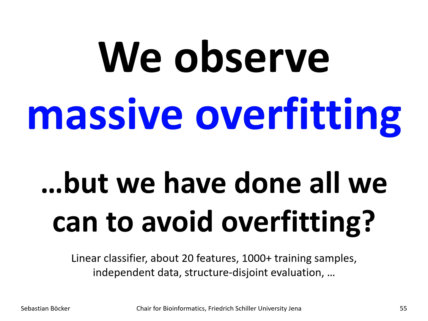So how is it possible that we get this much overfitting, crazy overfitting, with a linear classifier with only 20 features, with a very low number of features, with thousands of training examples? We do it on independent data. We do the structured disjoint evaluation and so on. And quite honestly, we didn't have an idea back at that time. And more or less, this whole project went into hibernation.